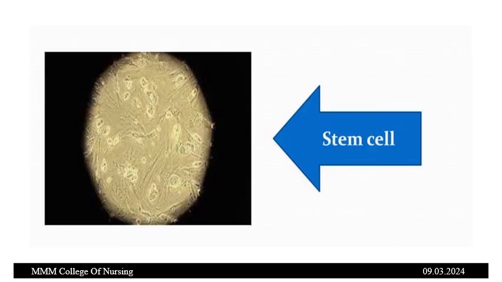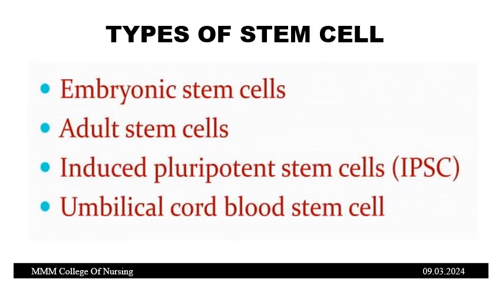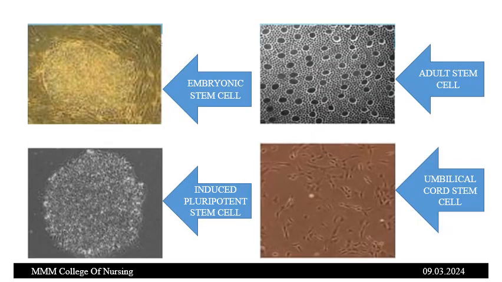So this is the picture of a stem cell. Types of stem cell: embryonic stem cell, adult stem cell, induced pluripotent stem cell, umbilical cord stem cell. These are the four types of stem cells. These are the pictures of the embryonic stem cell, adult stem cell, induced pluripotent stem cell, and umbilical cord stem cell.